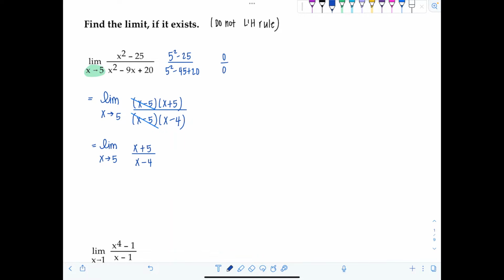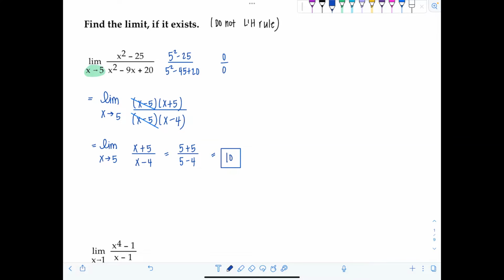Okay, can we use direct substitution now? So 5 plus 5 over 5 minus 4, yep, we're good. I don't have to write lim. I already took the limit. There's no more x's in here. So this is 10 over 1, which is 10. Perfect.